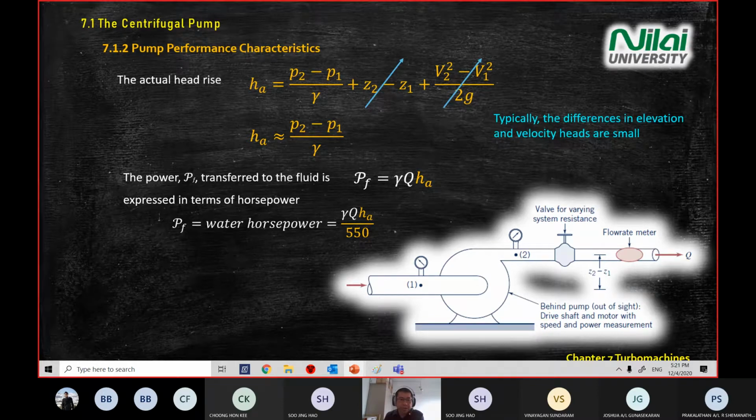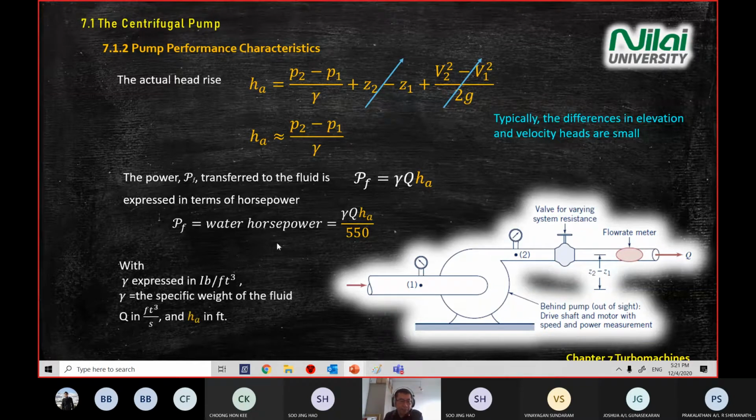So what you do is take the ratio divided by 550, then you get your answer. The top one is in watts. You take the specific weight times Q times HA, you get watts. But if you want to convert to horsepower, you divide by 550. Then you'll get this one.